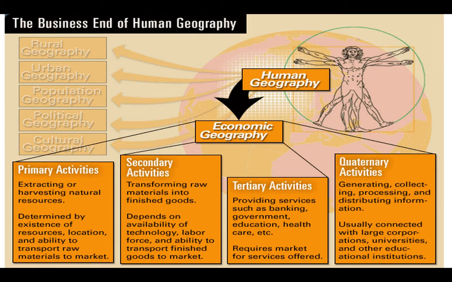We're talking about manufacturing. And do they have the technology and a labor force and ability to transport those finished goods to market? When we talk about tertiary activities, we're talking about banking, government, education, healthcare. And quaternary activities, we're talking about the ability to collect and process and distribute information. This is large corporations, universities, and other educational institutions.